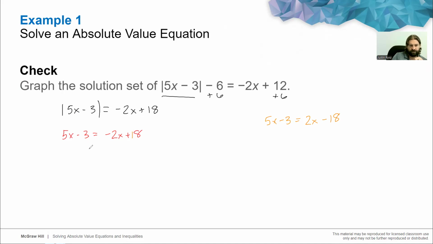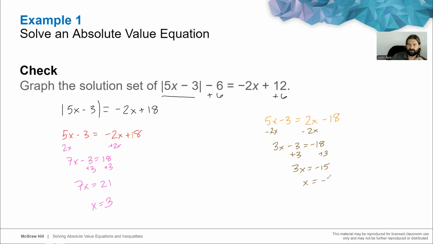All right, let's work on the easy one first. So we're going to add 2x over to the other side. 7x minus 3 is equal to 18. We add 3 over to 18. We get 7x is equal to 21. Divide, we get x equals 3. Now over here, we're going to minus the 2x over this time. 3x minus 3 is equal to negative 18. Add 3 over. 3x would equal negative 15. And divide by 3, negative 5. All right, so we get our two answers.